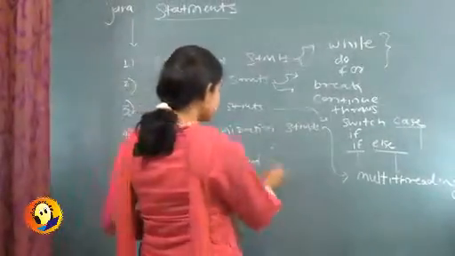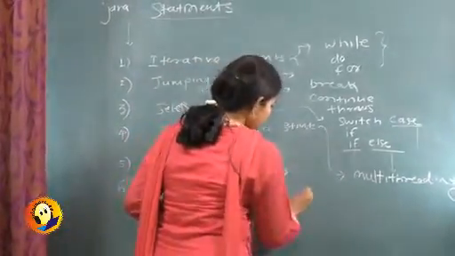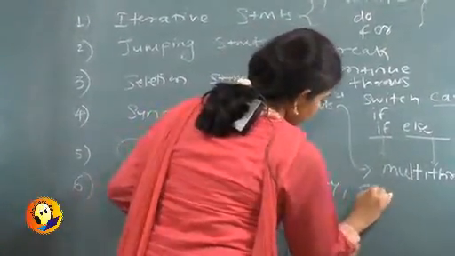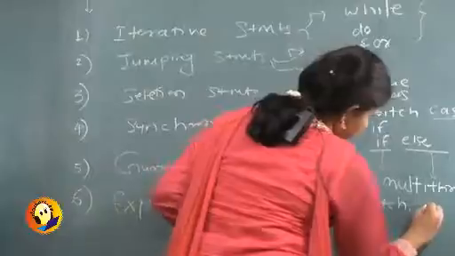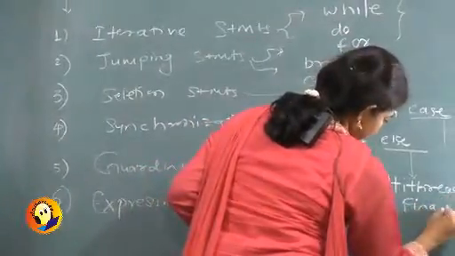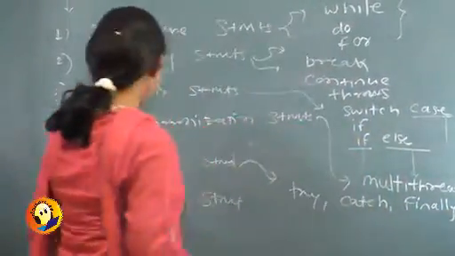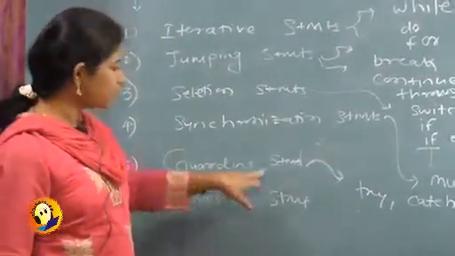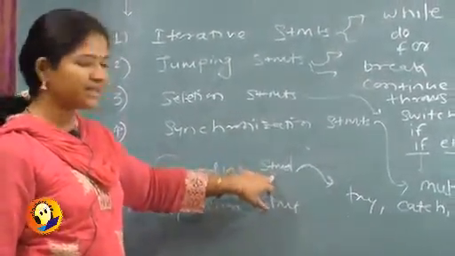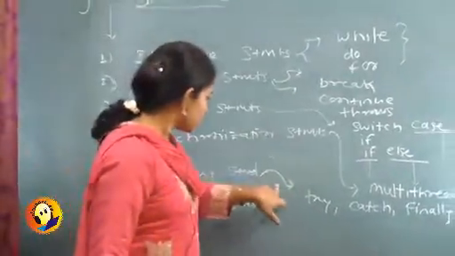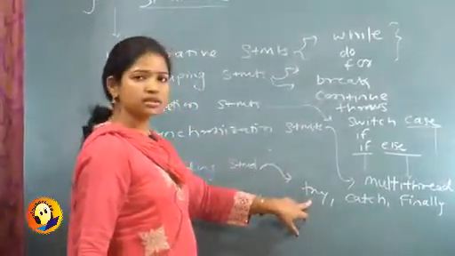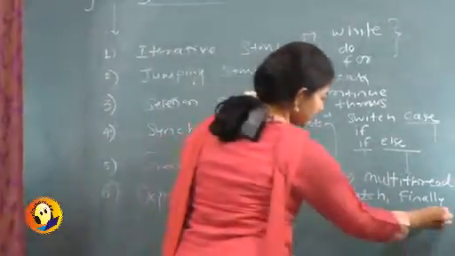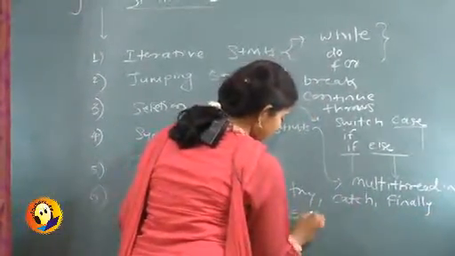These statements mainly use the keywords try, catch and finally. Guarding statements are mainly useful to provide security to a particular block of a program or a particular block of statements. These statements make use of the keywords try, catch and finally, and come under the exception handling technique.